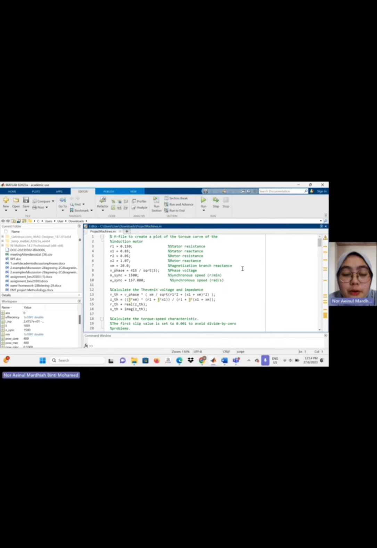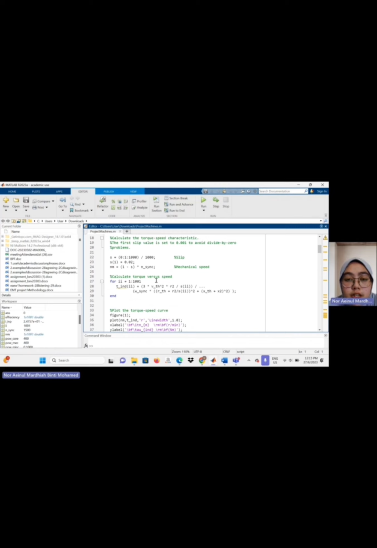It is our coding in MATLAB software to plot the graph. So first, this is our parameters, which are R1, X1, R2, X2, Xm. We have synchronous speed in RPM and synchronous speed in radian. So these are our parameters.